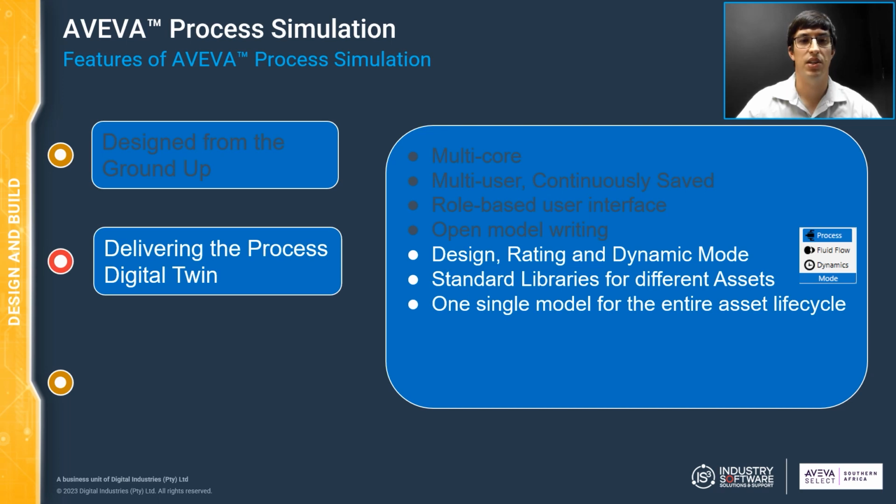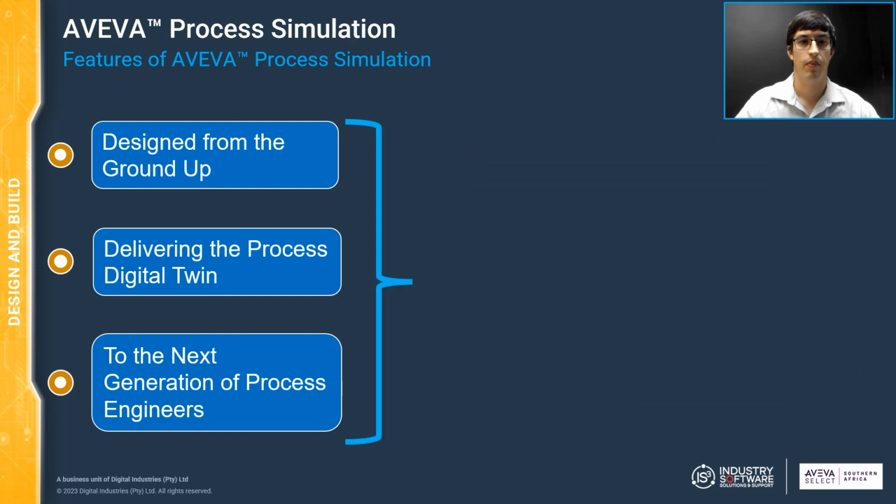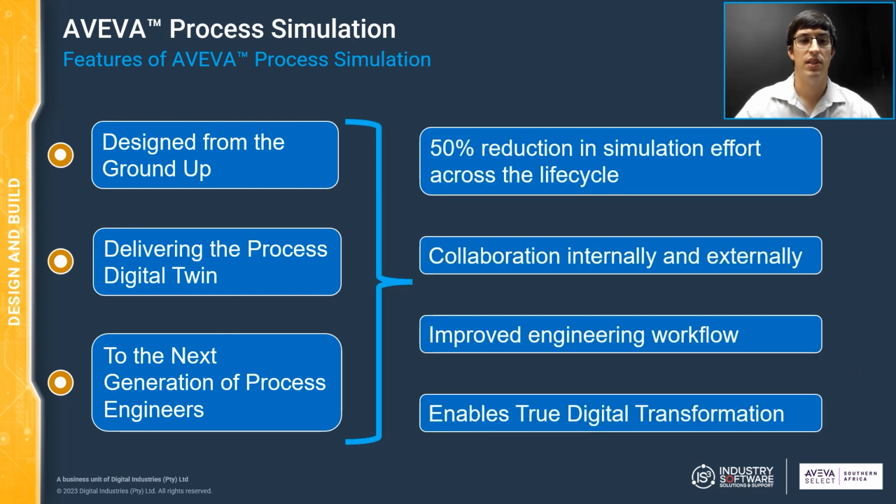This drives collaboration across engineering domains, and the model is reused throughout the process and the project lifecycle. The next generation of process engineers becomes proficient in AVEVA Process Simulation much more quickly because it has an intuitive and easy-to-use interface. The model constantly solves itself, and therefore the user can get results instantaneously. All these features allow AVEVA Process Simulation to drive collaboration. It improves your engineering workflow, and this reduces the cost and simulation time required, and that drives true digital transformation.